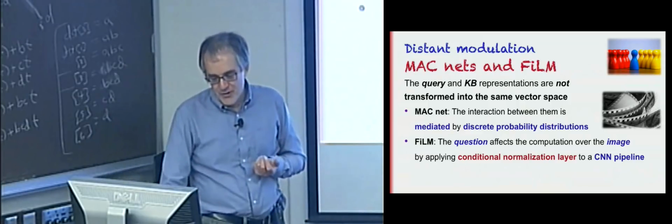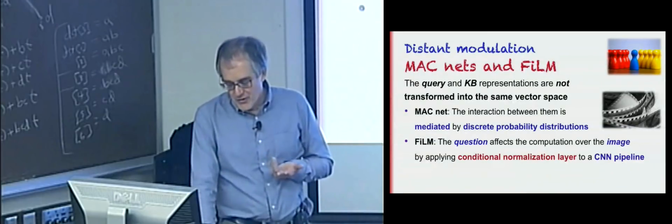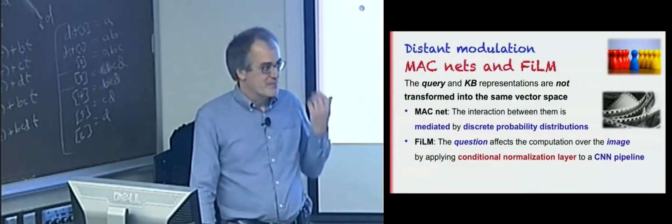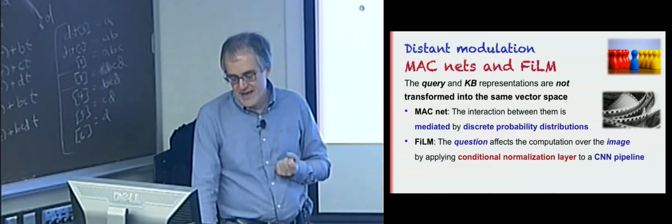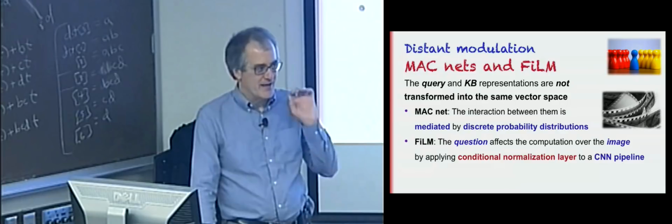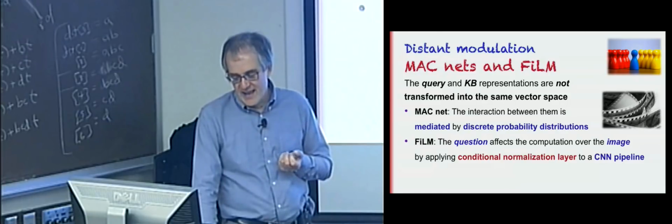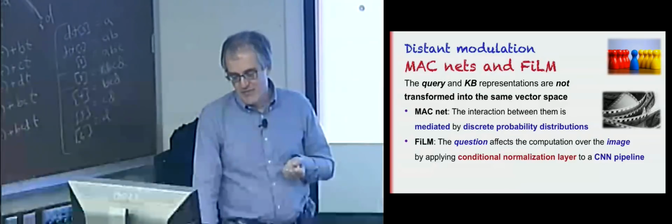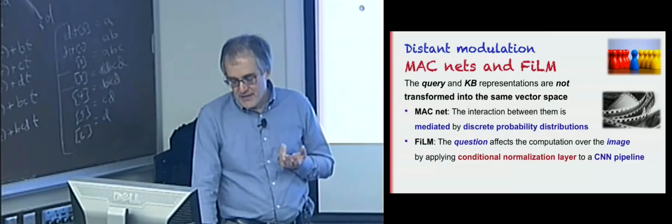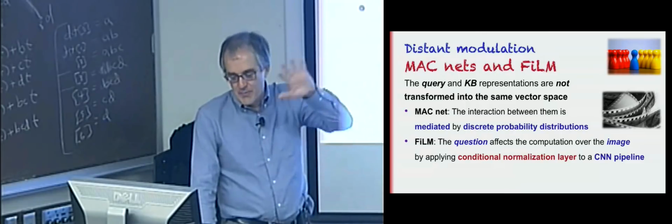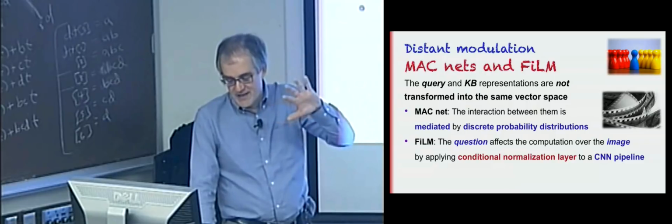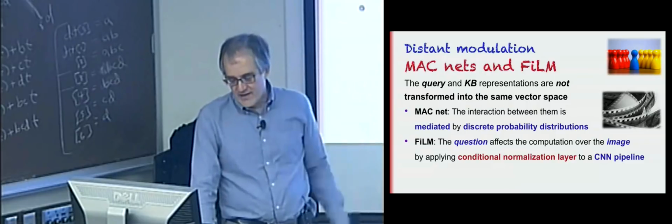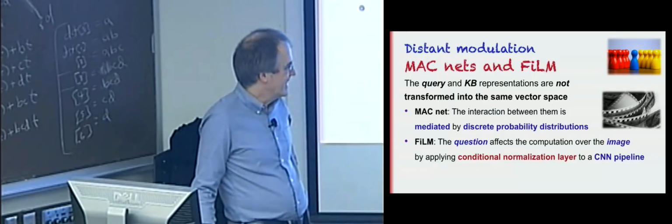For the FiLM model, in some ways, the FiLM model was even a bit of inspiration for our model, because it also captures this idea that queries and images are separate, and they're not transformed into the same vector space for a final classification decision, and that the query is used as a mediating source of information. But in FiLM, the question affects the computation over the entire image by applying this global conditional normalization layer to a CNN pipeline.